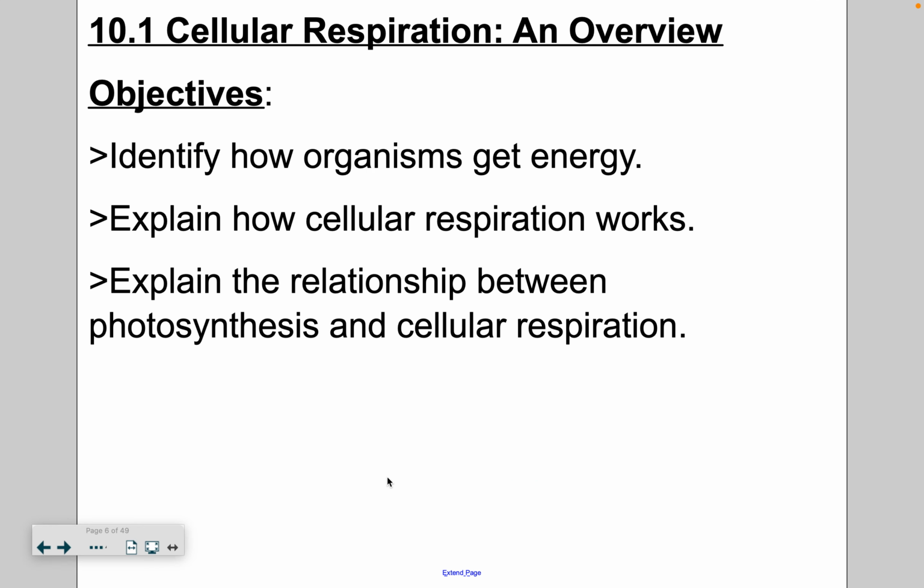Okay, in this video lecture, I am going to cover section 10.1, which is titled Cellular Respiration and Overview. The objectives for this lesson are to talk about how organisms get energy, give you a brief overall description of how cellular respiration works and its 3 stages, and then tie in how cellular respiration is related to photosynthesis.